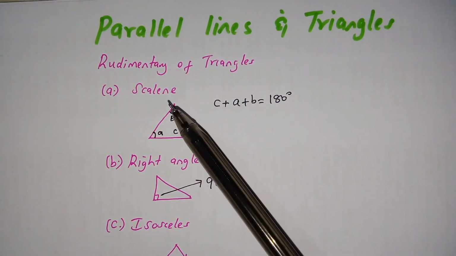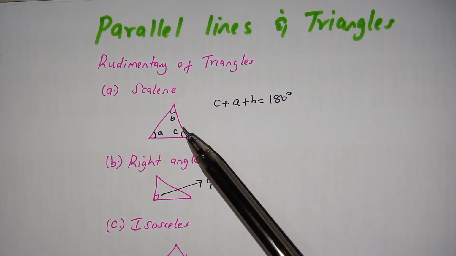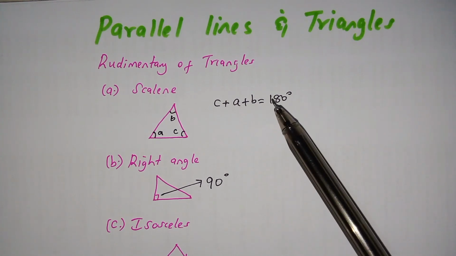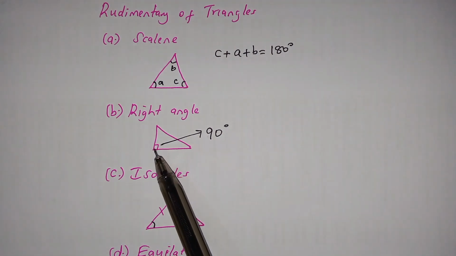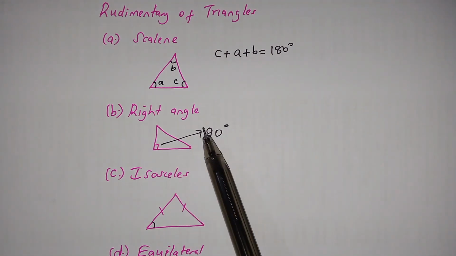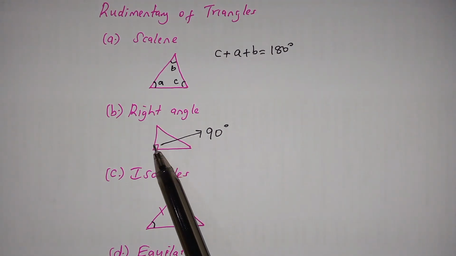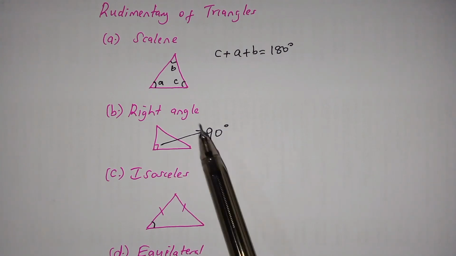We have a scalene, whereby all angles are different, so C plus A plus B would give us 180. Then we have right-angled triangles. So right angle, this angle over here is 90 degrees. So this line is perpendicular to this line, forming a 90 degree angle.